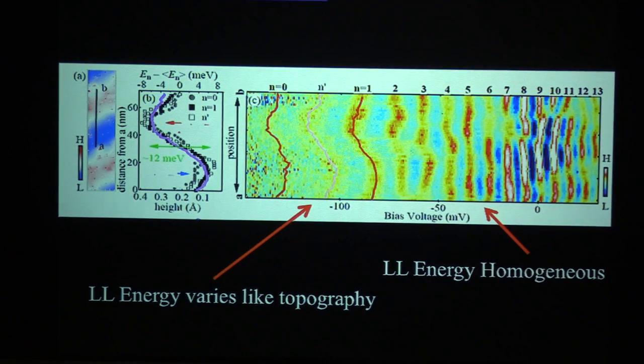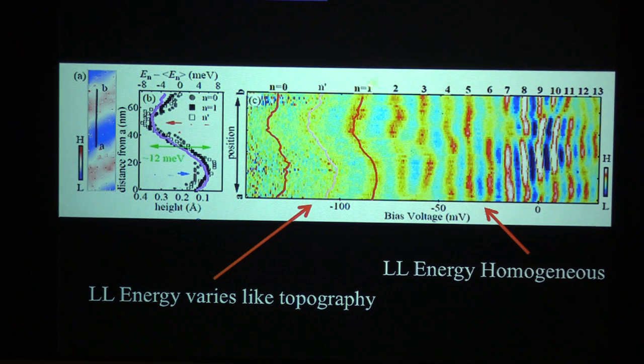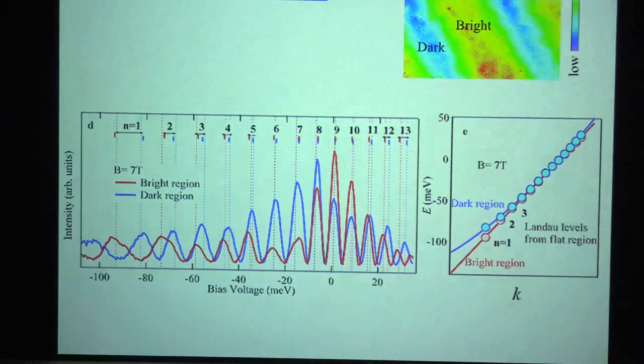But what is surprising is this. Now let's take the same line cut and plot all the Landau levels. So here's the first Landau level. It varies as the topography does. Here's the second one, it varies less, and so on. By the time you get to the fifth Landau level, all the variation is gone. That means the Landau level energy doesn't change as a function of position.